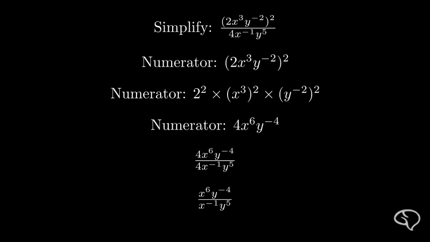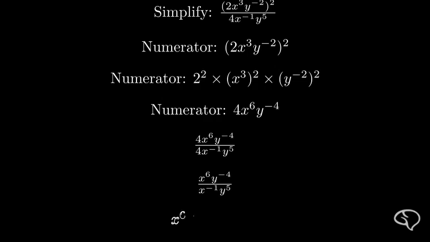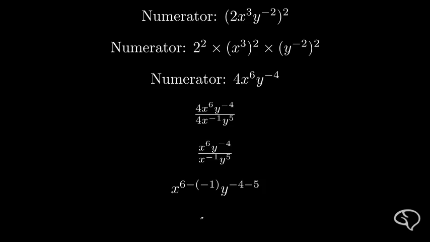Now we use the quotient rule for each variable. We subtract the exponents. For x, we have 6 minus negative 1. For y, we have negative 4 minus 5. Remember that subtracting a negative is the same as adding a positive. So 6 minus negative 1 is 6 plus 1, which is 7. Negative 4 minus 5 is negative 9. Our expression is now x^7 y^(-9).